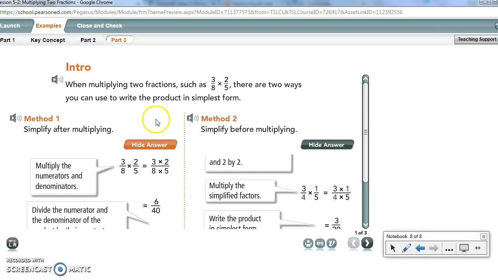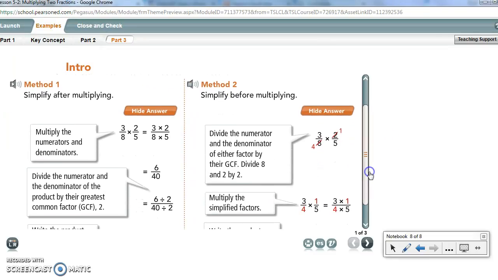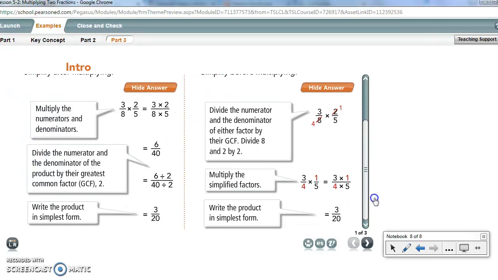Method 2. Simplify before multiplying. Divide the numerator and the denominator of either factor by their greatest common factor. Divide 8 and 2 by 2. Multiply the simplified factors. Write the product in simplest form.